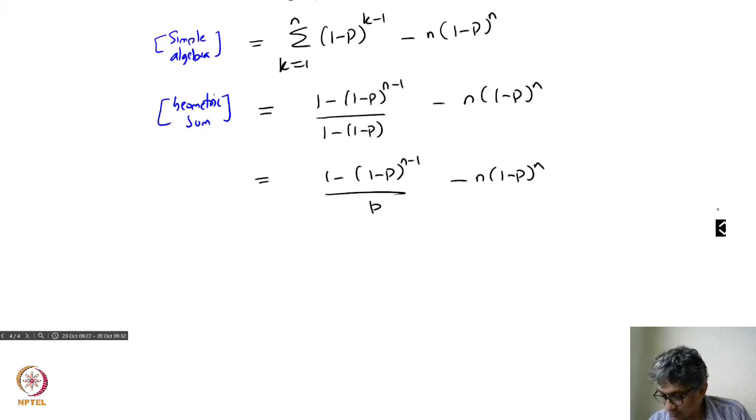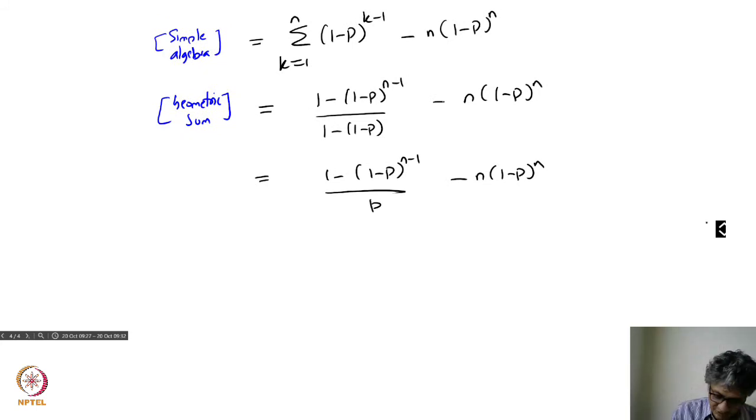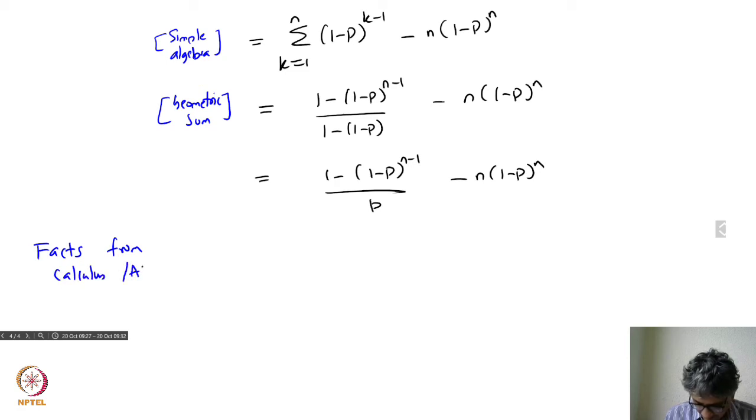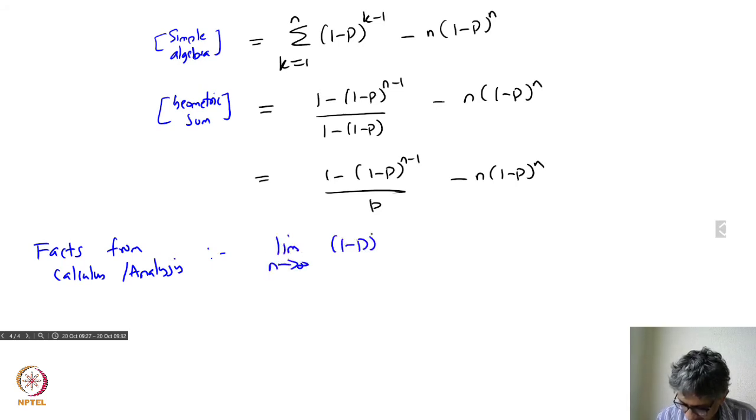So now here you have to use two analysis facts. So one fact you have to use is that, so the fact of analysis, or calculus, that you have to use is the following: the limit as n tends to infinity of 1 minus p to the power n minus 1 is equal to 0. That's one fact you need to use.